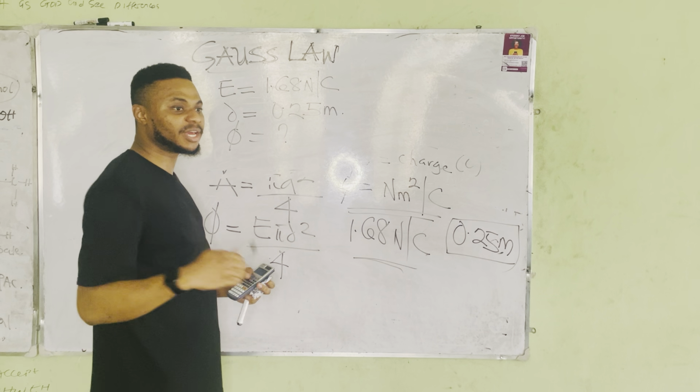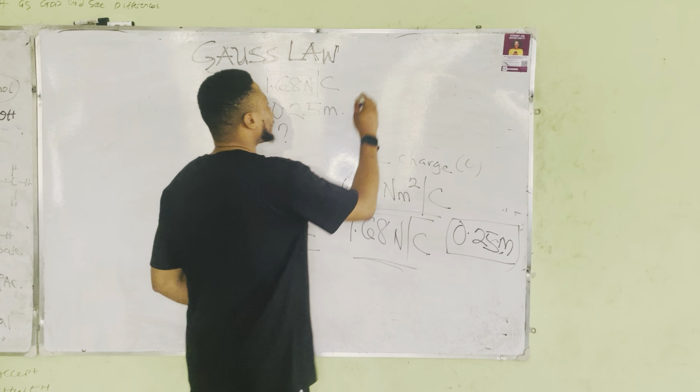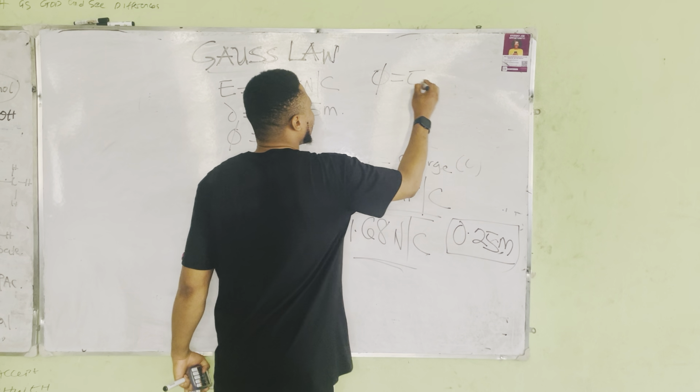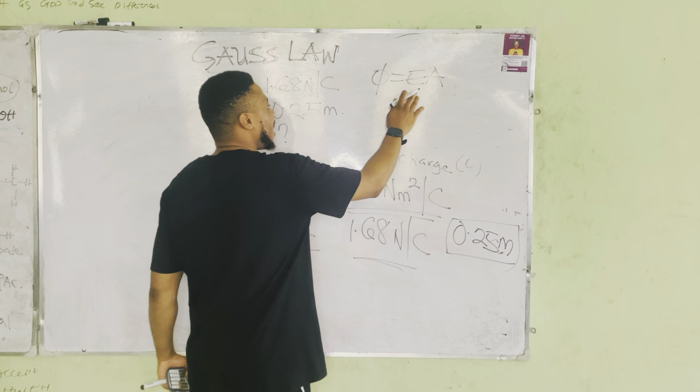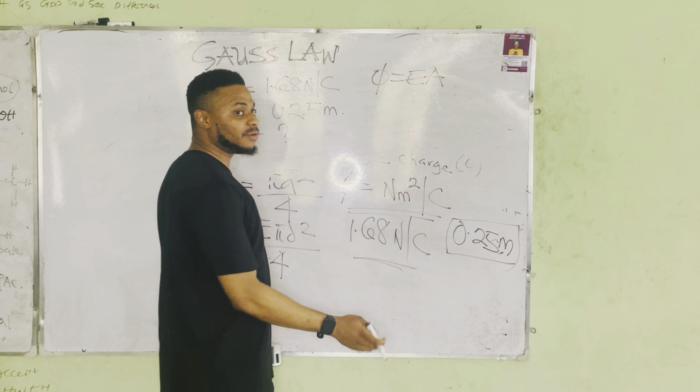So how do we navigate through this? It's very simple. We know that our formula for electric flux is EA. We have our E, but we don't have our A, but we can look for A.